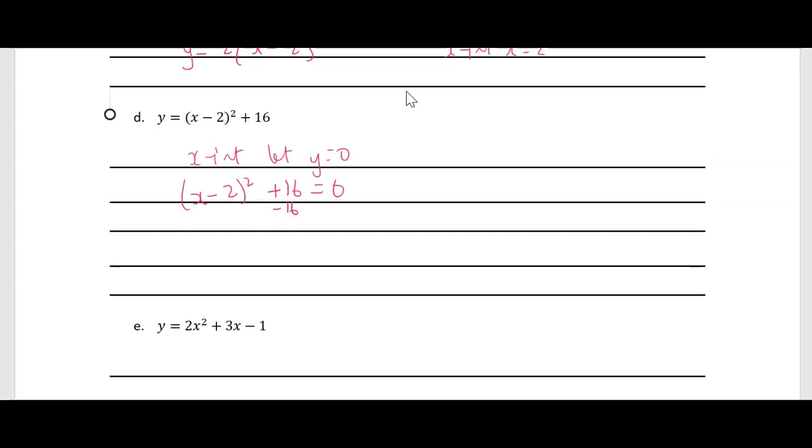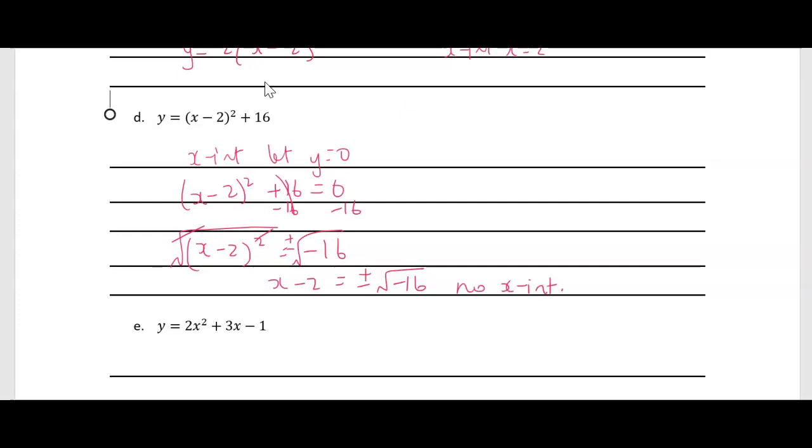Let's try to solve it. We want to get rid of that squared, so we're going to take the square root of both sides. Now remember, when you take the square root, you've got to take the positive and the negative. So you're left with x minus 2 equals plus or minus the square root of a negative number, and you can't take the square root of a negative number and get a real solution. So that means there are no x-intercepts.